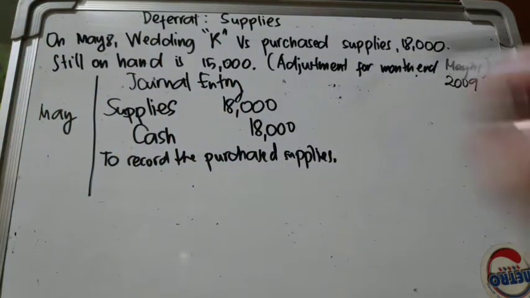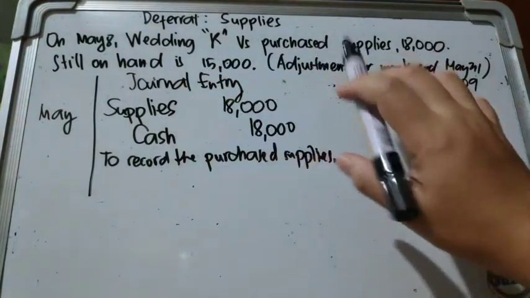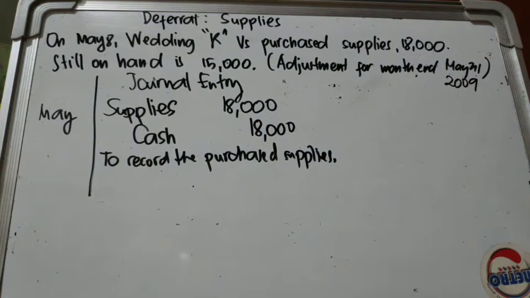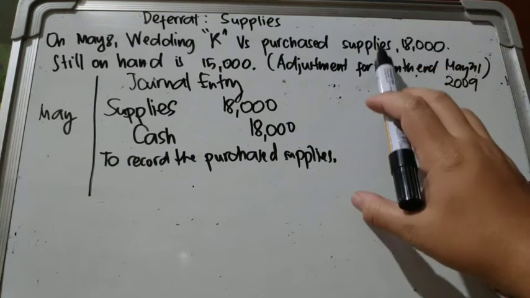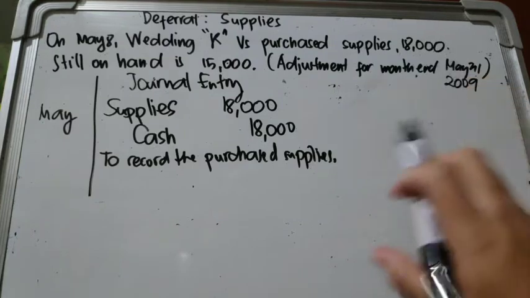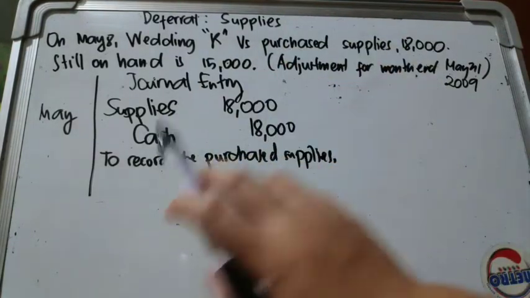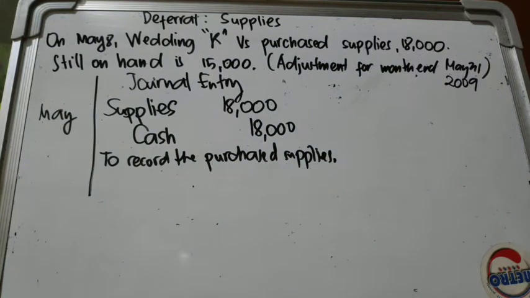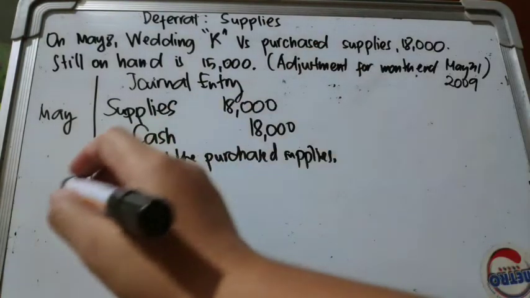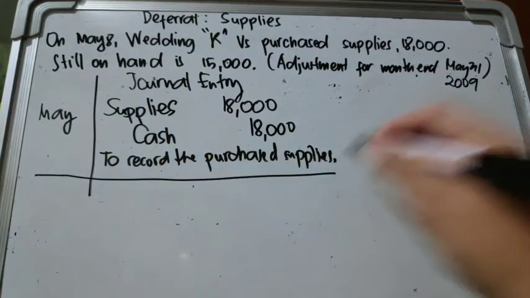As you notice, bakit directly nalaman natin na cash ang payment for the purchase of supplies? It is because in the problem, it is not stated that it is on account. It is directly stated that the amount purchased is 18,000. So we will be assuming that the company had paid in cash and not for accounts payable. So that is the journal entry for this problem.